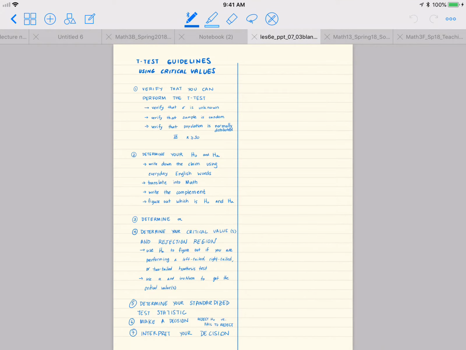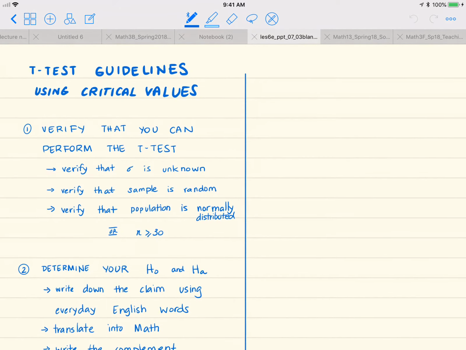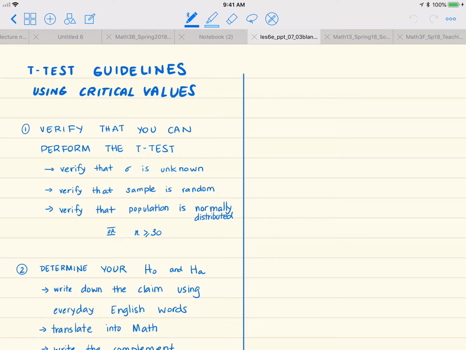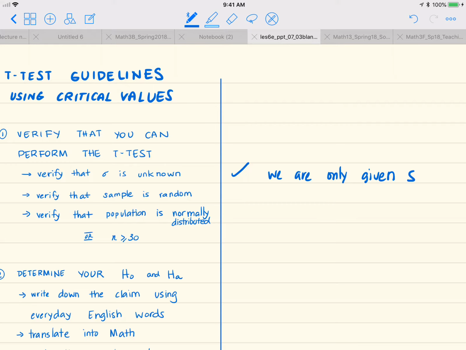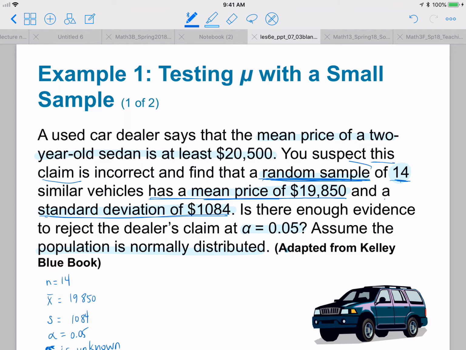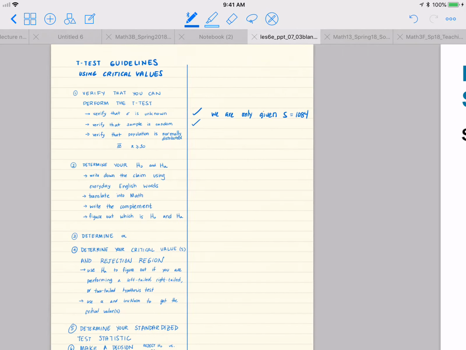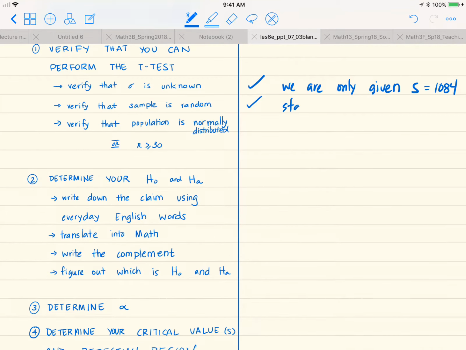Okay, so let's go ahead and check off this checklist here. Verify that you can perform the t-test. Verify that sigma is unknown. We just did that. And then we are only given S, which is S equals 1084. Verify that the sample is random. We can verify that because that's stated in the problem right here: random sample is stated in problem.